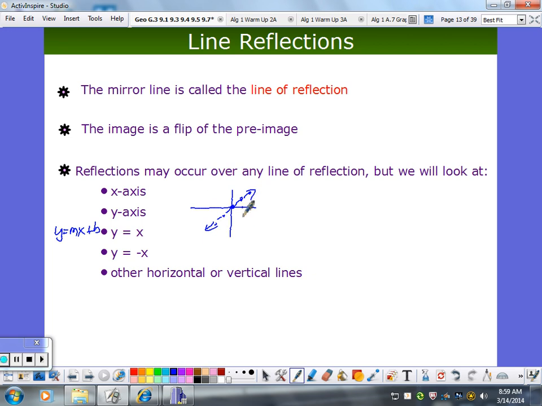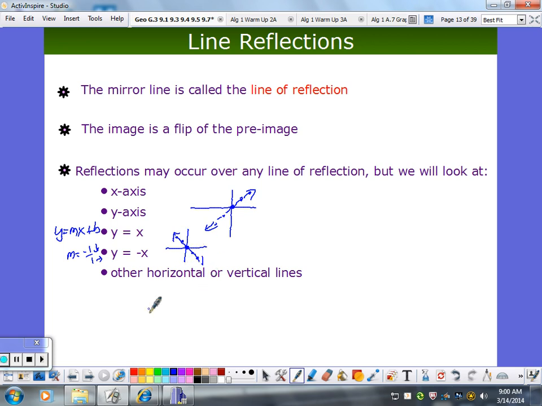So if you're reflecting over that, you could go this way. What does y equals negative x look like? Well, what's the slope of that one? Negative 1. Put it over 1, that's a down and a right. Down one, right one, down one, right one, or up one, left one. So we're also going to be reflecting over this line.